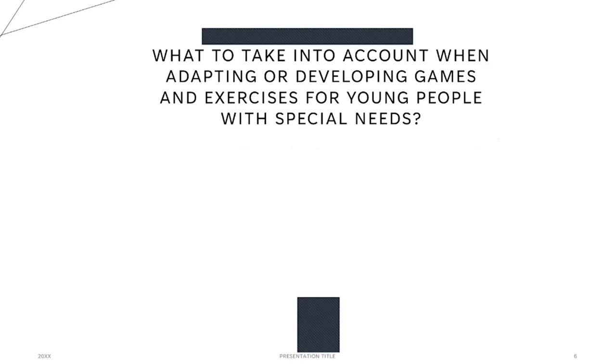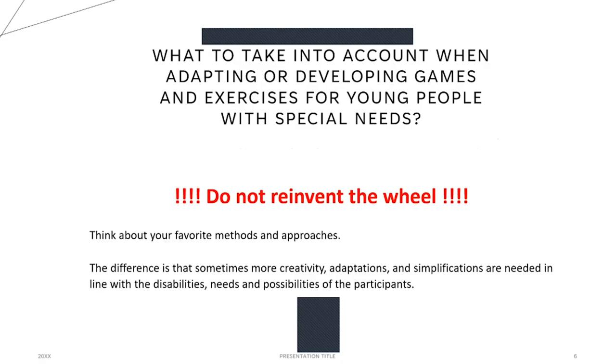Here, sometimes people start and they think too far. We always say, don't reinvent the wheel. Think back about your childhood. Think about the things you did when you were young and you were playing, about your favorite methods that you use in a normal context with other people, and then try to modify them. And sometimes you only have to make very small changes in order to adapt your exercise, your game to the new group that you would like to play.